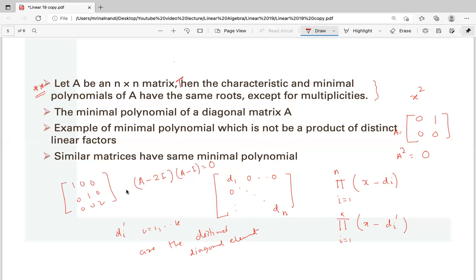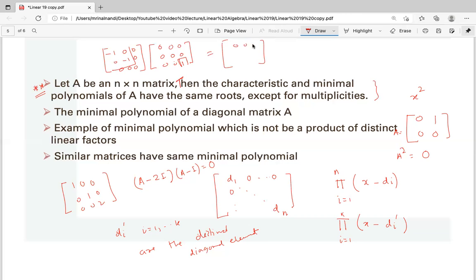Now this is true because once we get A minus 2I, that will give actually 0, 0, 0, and so on. Then for A minus I, we get 0, 0, 1. And this is just minus 1, 0, 0, 0, minus 1, 0, 0, 0. It's like a block thing. So since it's a block part, this will give a null matrix.